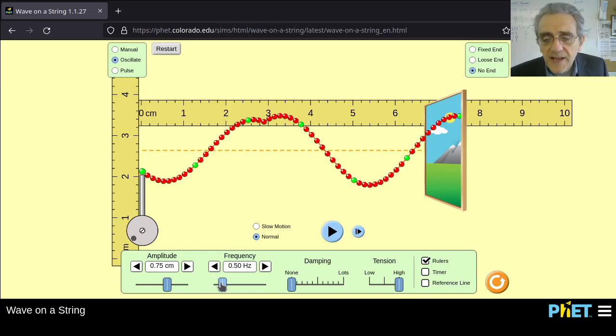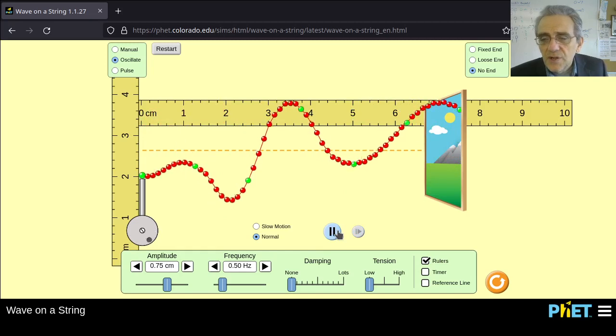And now, you know what? Actually, we can leave the frequency at 0.5 right now. So let's leave it there. You'll see the reason I'm doing this. Let's also leave the amplitude like that, but more importantly, we want to get rid of the damping, and let's also reduce the tension down to low, and let's actually play it.